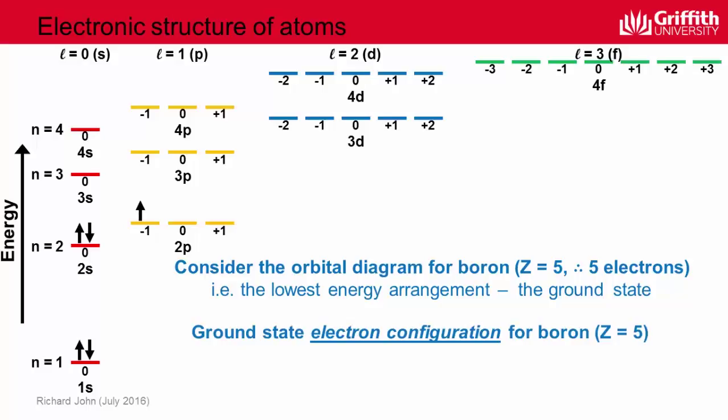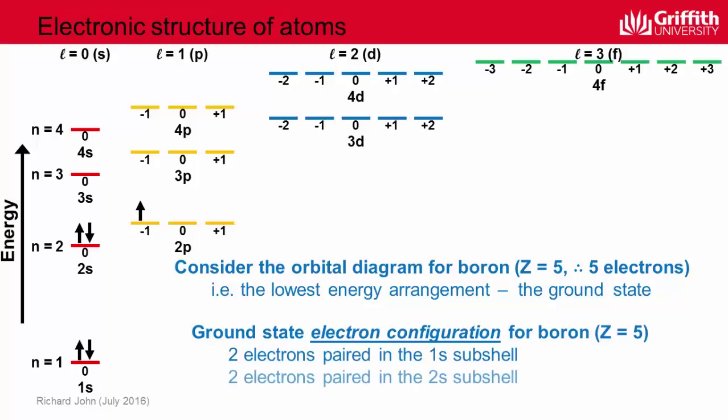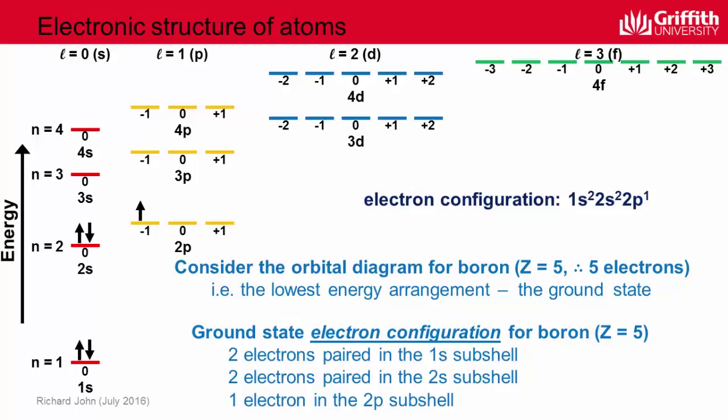So we can write out an electron configuration for boron by noting that there are 2 electrons paired in the 1s subshell, 2 electrons paired in the 2s subshell, and we've got 1 electron in that 2p subshell. And we can write an electron configuration now: 1s2, 2s2, 2p1. Again, that superscript representing the 2 electrons in the 1s subshell, that superscript representing the 2 electrons in the 2s subshell, and this superscript representing the fact that there's 1 electron in that 2p subshell.